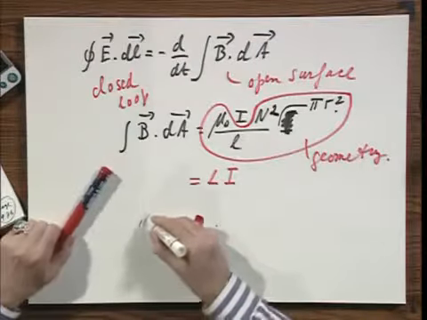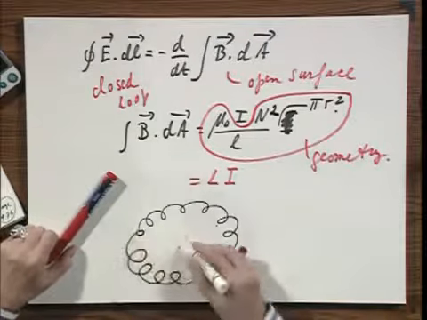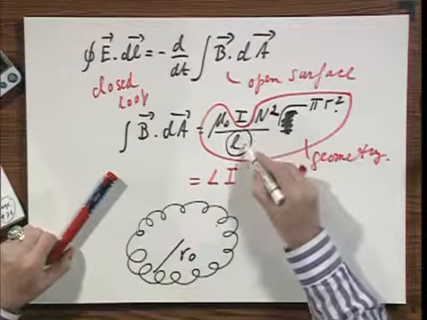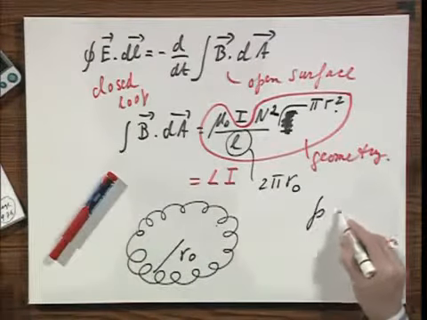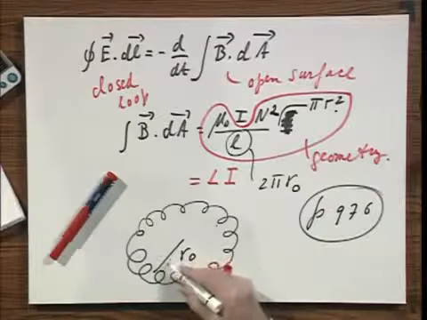If your solenoid were a toroidal system with radius r0, then the length L simply becomes 2 pi r0. And if you look at page 976 of your book, that's exactly what you find for a toroidal surface.